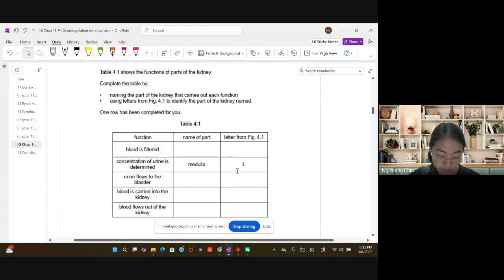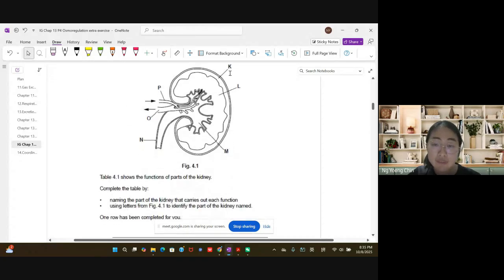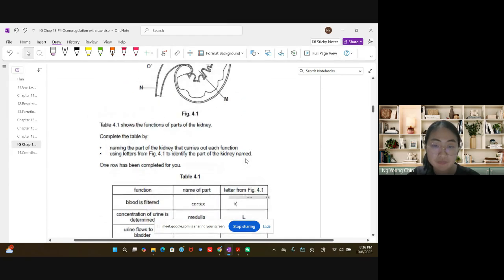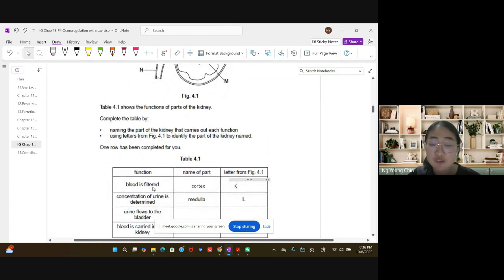Can you identify which part blood is being filtered? So it will be here. K, okay? Remember what we just discussed? K is what we call the cortex. Do you know why the cortex functions in the filtration of blood?